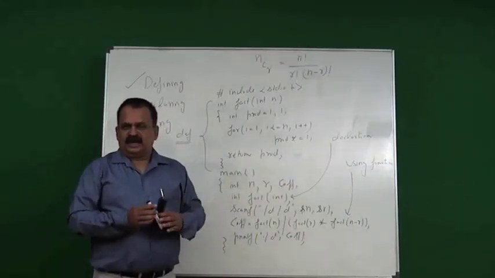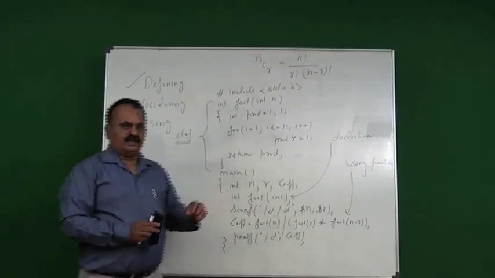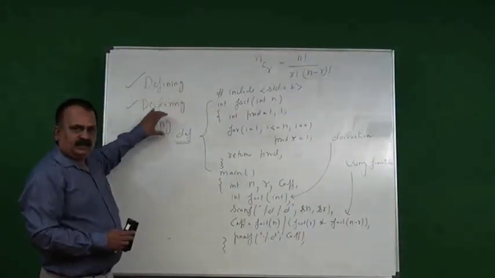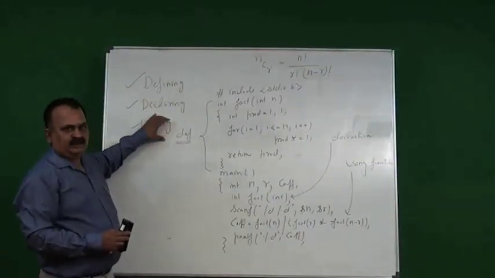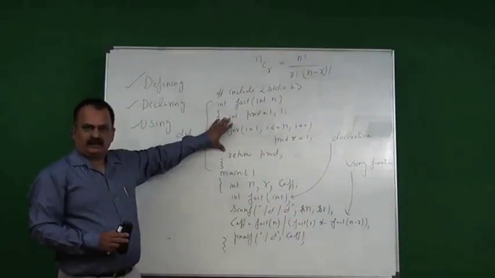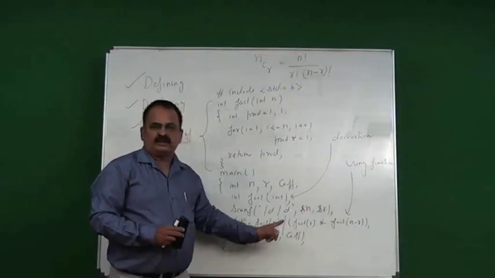With these points, I would like to close this topic. Here we discussed three things: defining, declaring, and the third one, using a function. Through our example in which we defined a function for factorial, we declared that function, and we used this function.